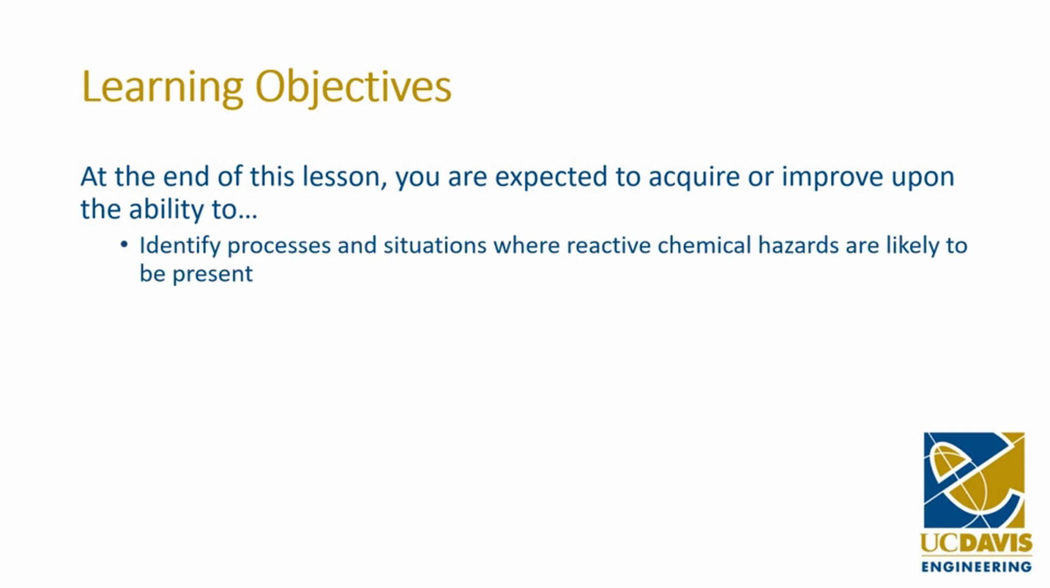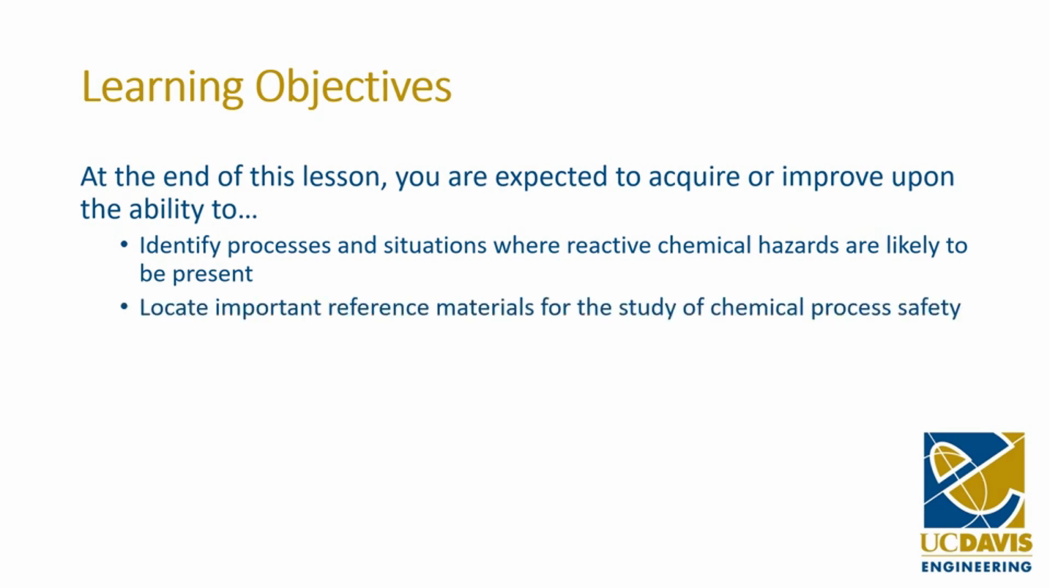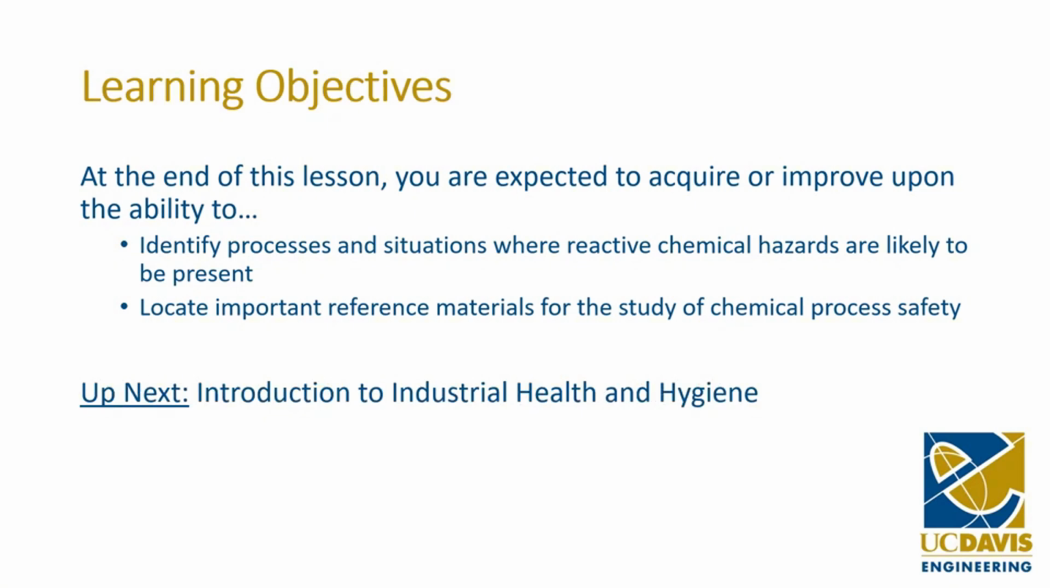In this lesson, we looked at identifying processes and situations where reactive chemical hazards are likely to be present. So again, in intentional chemical reaction steps and also in other places where you may not expect them, like in mixing or physical processing, or in storage and handling and packaging. We also looked at important reference materials for the study of chemical process safety and what we'll be covering in this class. Up next, in the next lesson, we're going to be looking at industrial health and hygiene studies.